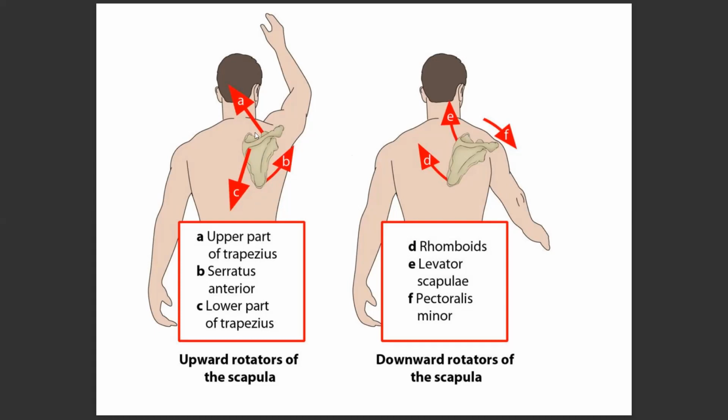So the upward rotators are the upper part of the trapezius, this is the serratus anterior in that area, and this is the lower part of the trapezius. If they are working synergistically, then these are the upward rotators, but if they are working in isolation, then the upper trapezius is the scapular elevator, and the lower part of the trapezius is the depressor.